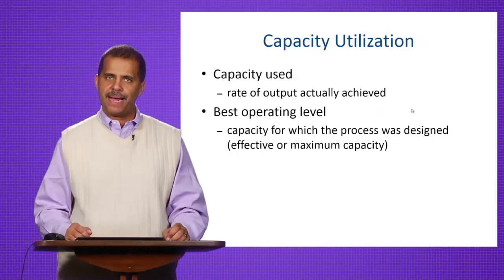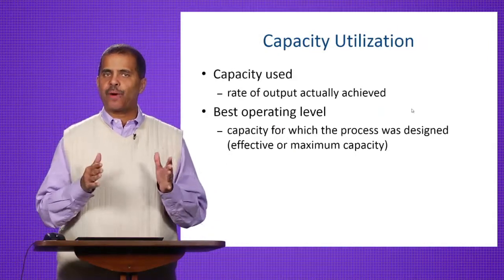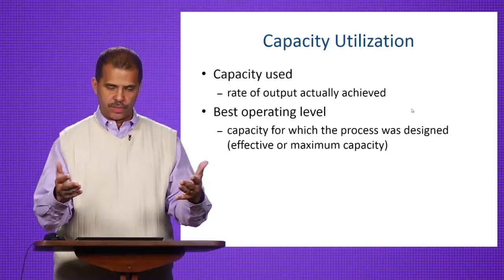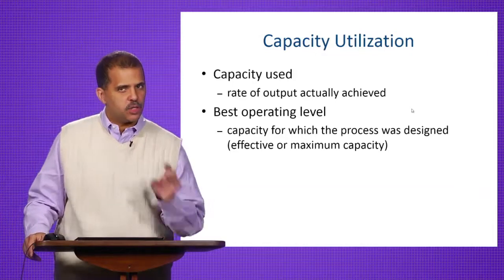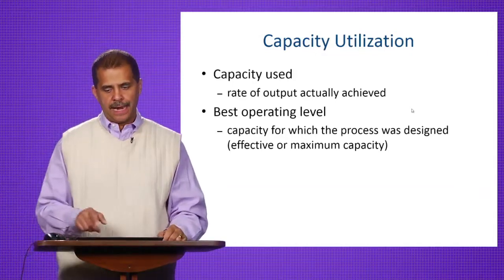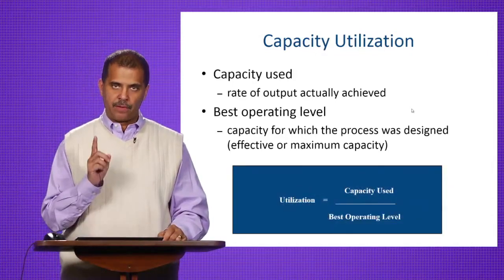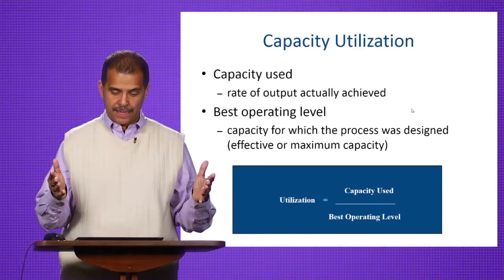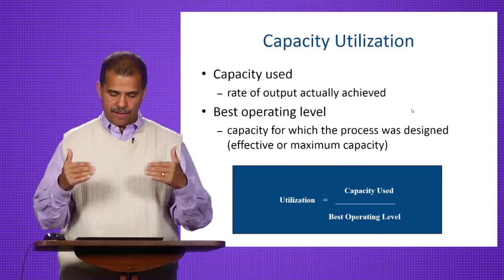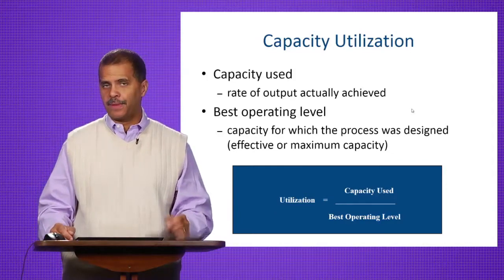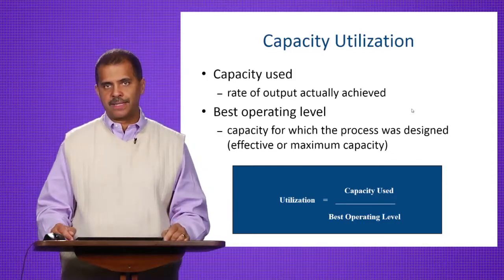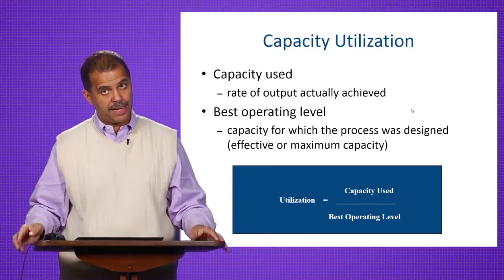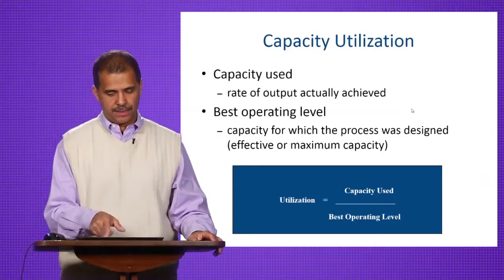Now let's talk about capacity utilization. It's the rate of output actually achieved, so that's capacity used. But you fundamentally have to look at your best operating level. And I'm going to show you a graph that will really tell that particular story after you take a look at the formula. So the formula is capacity used divided by the best operating level. And that will give you the percentage of the utilization. It can range from 100% to 0%. In actuality, it can be greater than 100%.